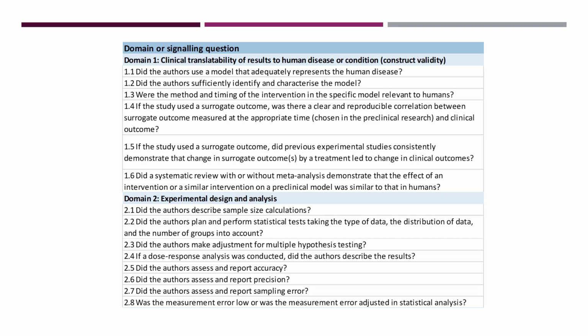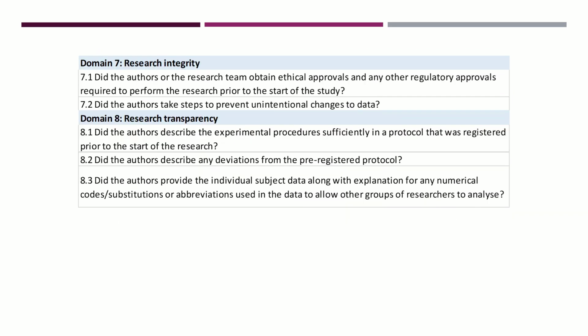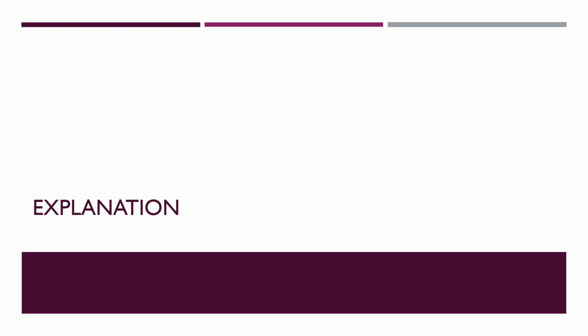This is the first look at the tool itself. You can see that there are domains and there are signaling questions under each domain. All of these will be covered in subsequent videos as to what they mean and so on. So I'm not going to go through the entire list now. So this slide shows domains 1 and 2, and this slide shows domains 3 to 6, and the seventh and eighth domains are shown in this slide.